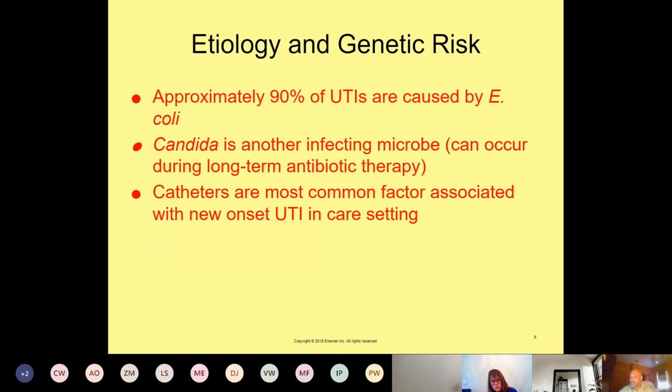Predisposing factors to UTIs are patients who have diabetes. Actually, I went over this: diabetes, pregnancy, and anatomical abnormalities as well. So I talked about that already.